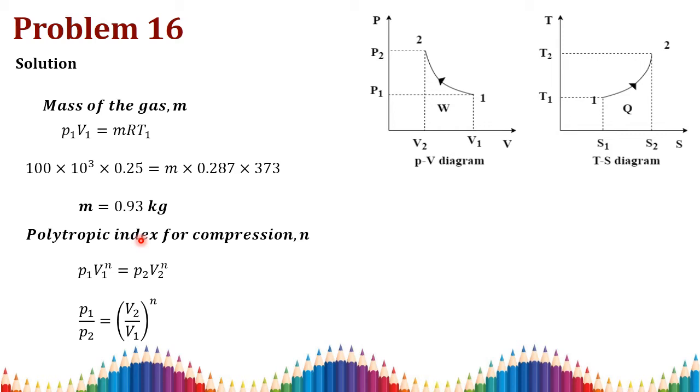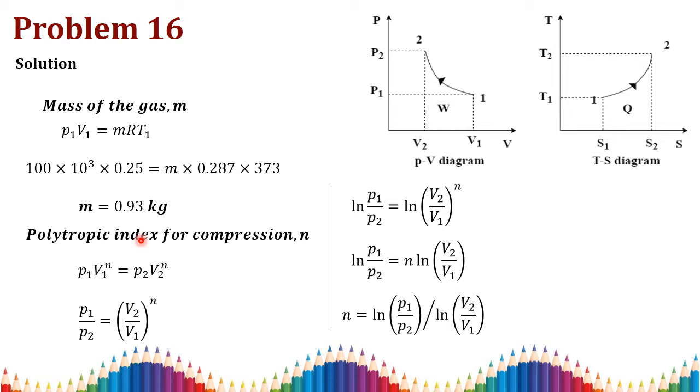Next we need to find the polytropic index N. We know that PV^N is equal to constant. So that is P1 V1^N is equal to P2 V2^N. Then we find P1 by P2 which is equal to V2 by V1 whole to the power of N. Then taking ln on both sides, applying the simple mathematical rule, that ln of x^y can be written as y ln x.